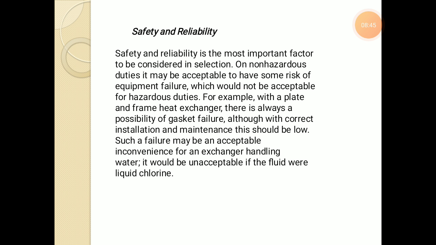Such a failure may be an acceptable inconvenience for a heat exchanger handling water. It would be unacceptable if the fluid were chlorine. So safety and reliability are the most important factors. If we are handling hazardous fluid on either the tube side or shell side, safety precautions have to be followed, right? In case of explosion or leakage, it will definitely hamper the workers.